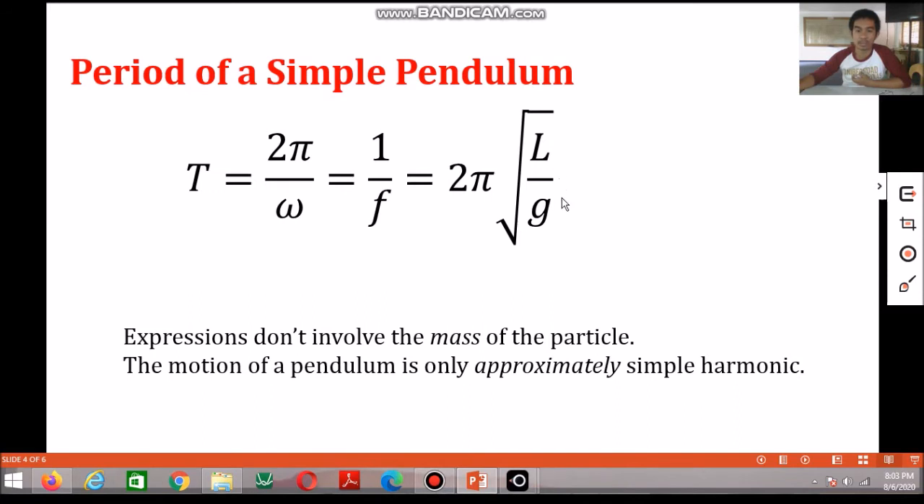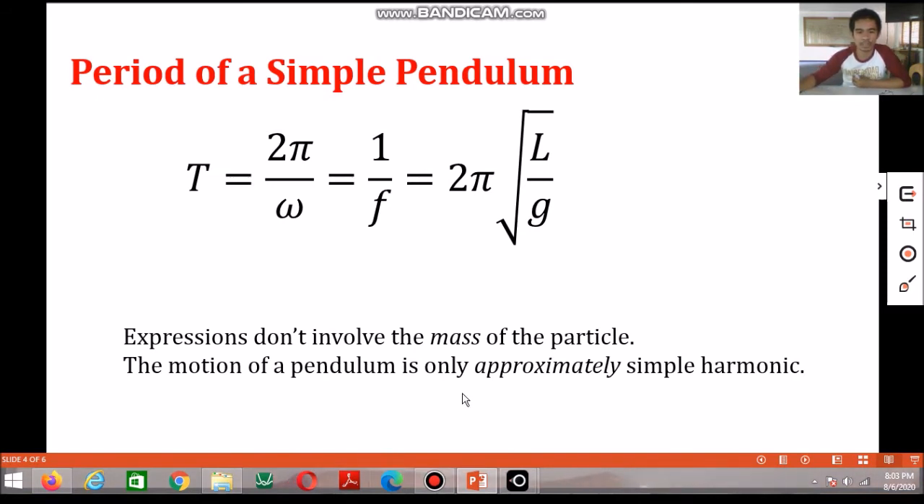Okay? And also the acceleration due to gravity. The period, with the same length, of a simple pendulum here on Earth is different when that simple pendulum is at the surface of Mars, or Jupiter, or any planet, because those planets don't have the same acceleration due to gravity as here on Earth.